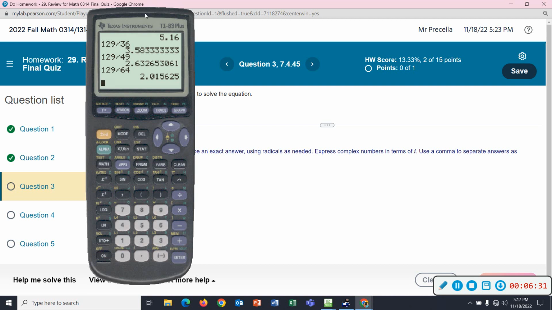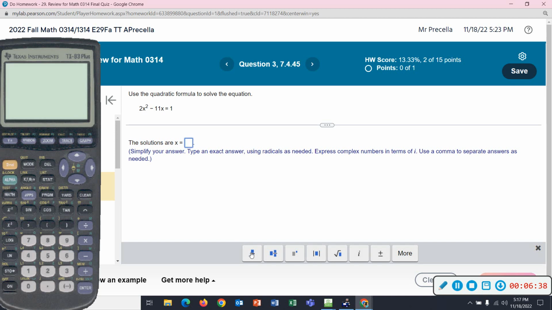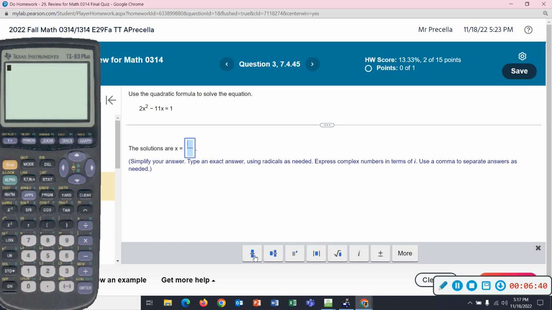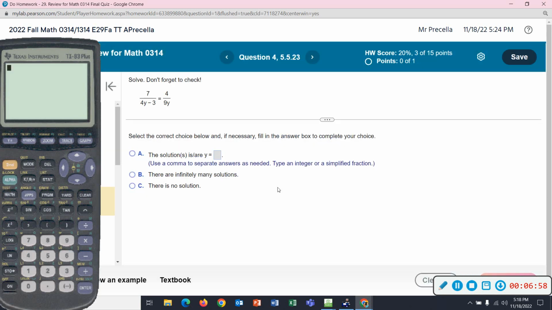Let me get this off the screen and clear that. So here they are. It's a big fraction: 11 plus or minus the square root of 129 all over 4. Okay. Number 4.